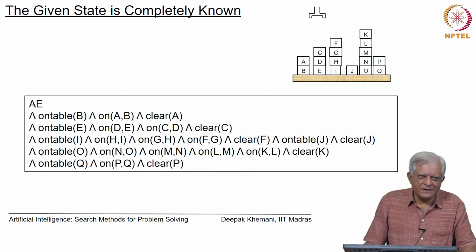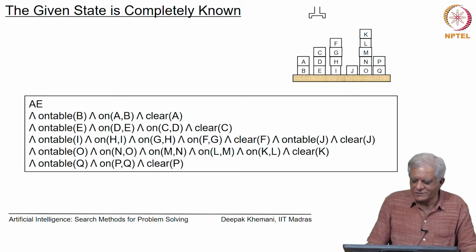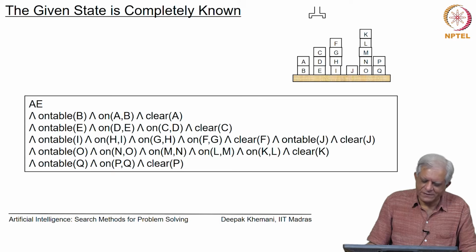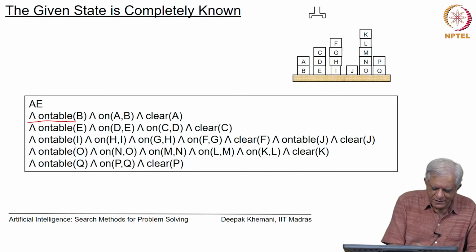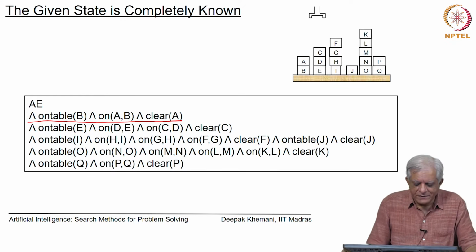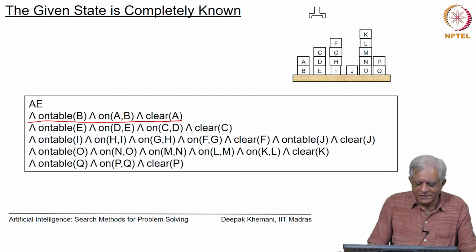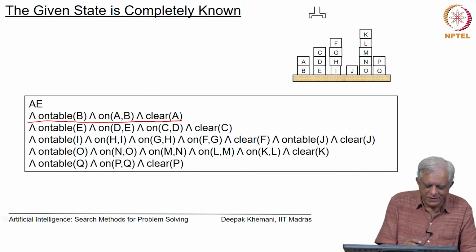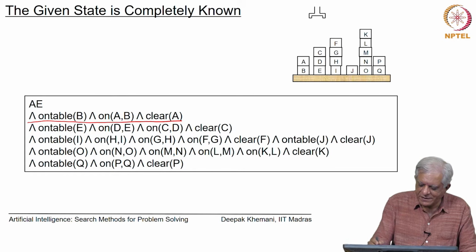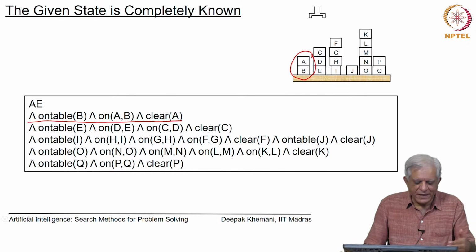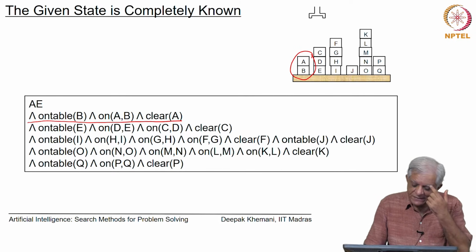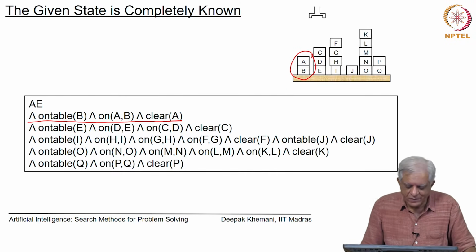The given state is of course completely known. The given state, shown pictorially on the top right, is shown in the box as a set of statements in which all the predicates describe the state. So, on table B says B is on the table, then on A B says that A is on B. I am reading the first line here, and clear A says that A is clear. So, these three statements, on table B, on A B, clear A, are describing this part of the domain. Likewise, other statements describe other parts of the state, and we have a complete description of the state.